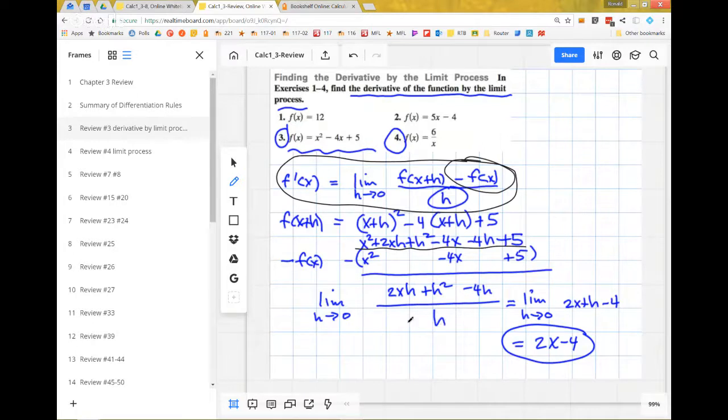Well, we can't, because h can't be 0. But you can see, and this is fairly typical, there's an h that can be factored out of the top, which nicely cancels with the h on the bottom. Now we're sitting right here, and of course we can take the limit of that. As h approaches 0, it'll go away. We'll just have 2x minus 4.